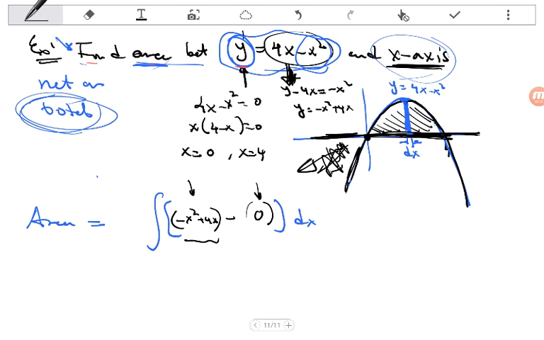Now this strip, to cover this area, I would slide it from x equals what to what? From x equals 0 to x equals 4. Yes, these are the points of intersection. And as you can see here, I needed to find these points of intersection. So we just make this integral.